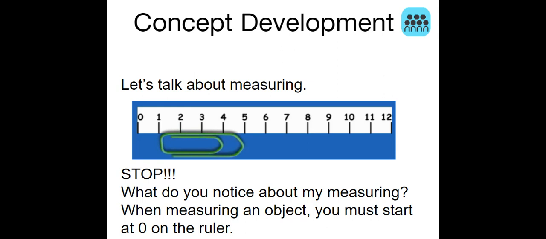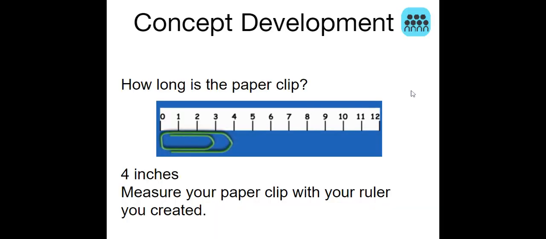Well, when we measure, we don't start at 1. We don't start at 6. We don't start at 10. We always start at 0. It's just like if you're at field day, you don't start halfway and then finish, you start at the starting line and then finish at the finish line. You have to start at 0.